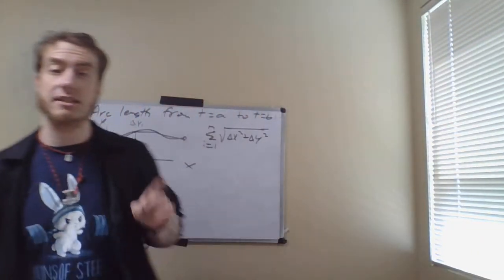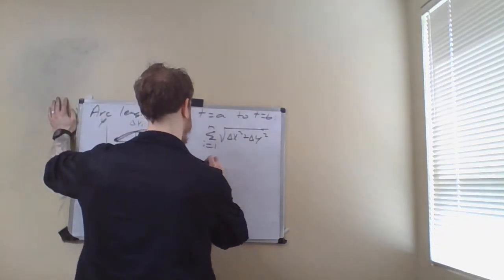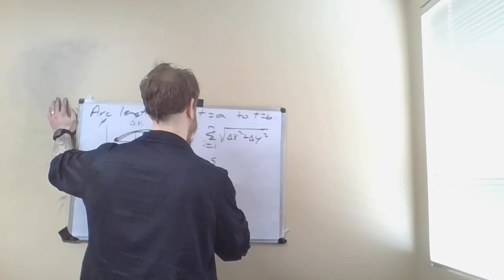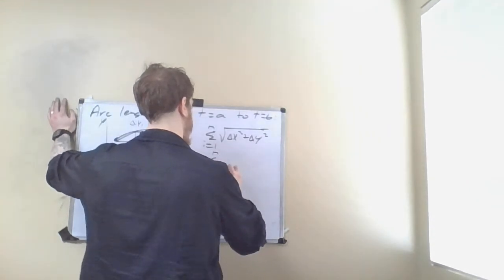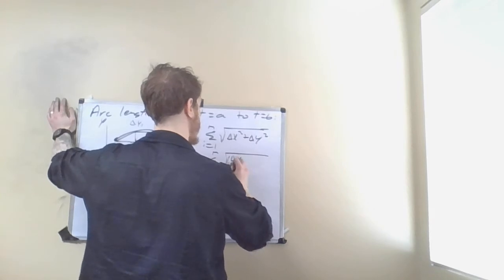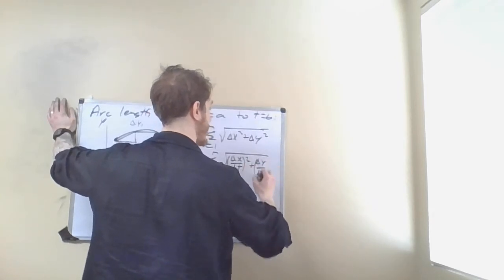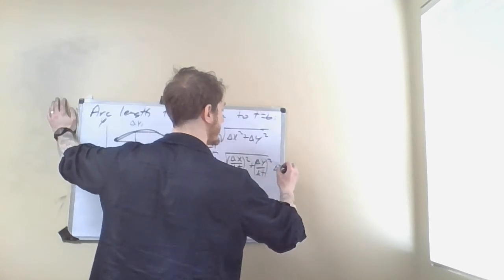I'd like to go a slightly different route this time. Instead, what I would like to do is write this as the sum from 1 up to n of the square root of (delta x over delta t) squared plus (delta y over delta t) squared, all multiplied by delta t.